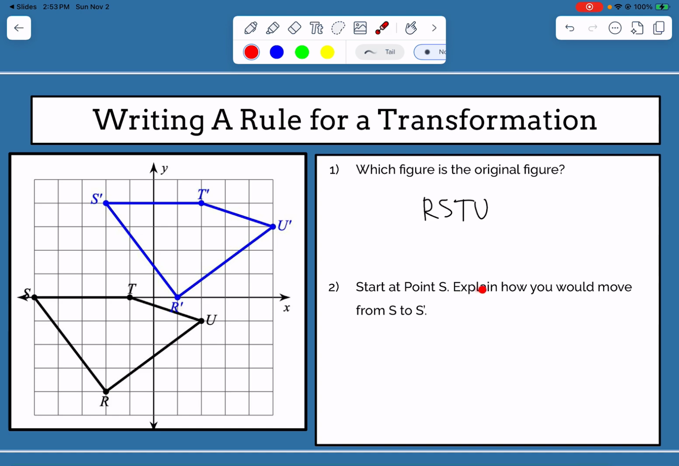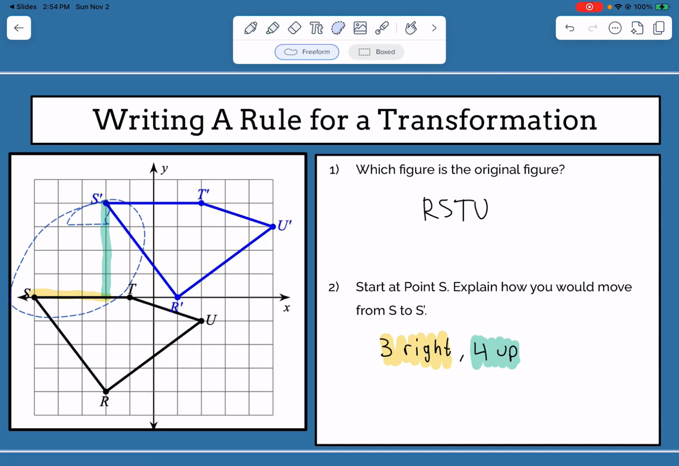All right, it says start at point S. Explain how you could move from S to S prime. So we're just gonna use real plain English here. 1, 2, 3 to the right, and 1, 2, 3, 4 up. All right, and again, if you can't see that, we're going 1, 2, 3 spaces to the right. We're going 1, 2, 3, 4 spaces up to go from S to S prime.